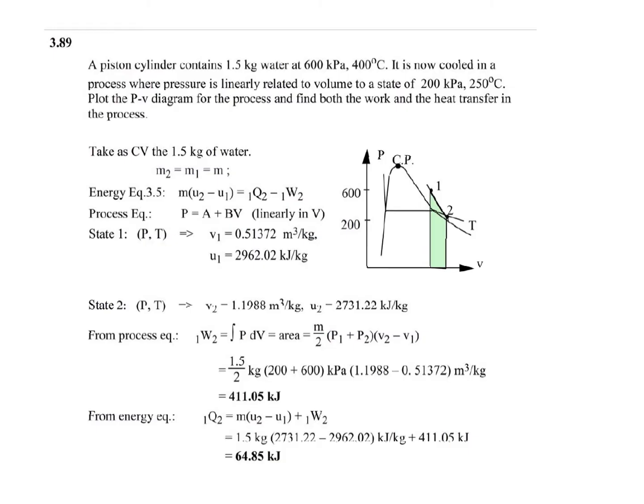Now we have a system with 1.5 kg of water in a piston-cylinder assembly, and it is presently at 600 kilopascal and 400 degrees centigrade. It is cooled to a second state of 200 kilopascal and 250 degrees centigrade. It has been given in the statement that the pressure is linearly related to the volume.